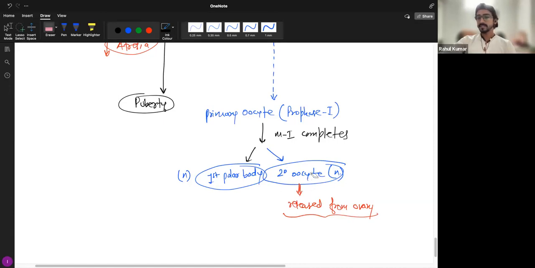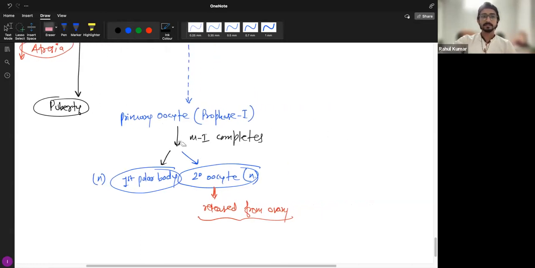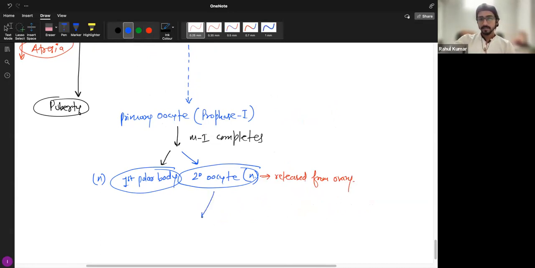Okay, because at this stage it is released from the ovary, and once it is released, let me erase this and write it here. So this is released from the ovary, and then it completes its meiosis 2 in the fallopian tube, or we call it the oviduct.